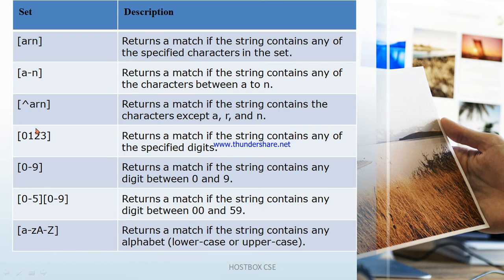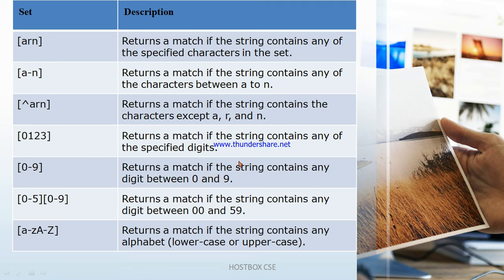And also [^arn] returns a match if the string contains any characters except a, r, n. For example, I am typing "welcome", where those are not there, so it returns a match. If I print "hi", it will say not found. And [0123] returns a match if the string contains any of the specified digits. Also [0-9] returns a match if the string contains any digit between 0 and 9.